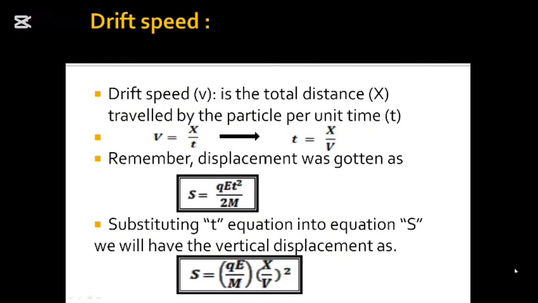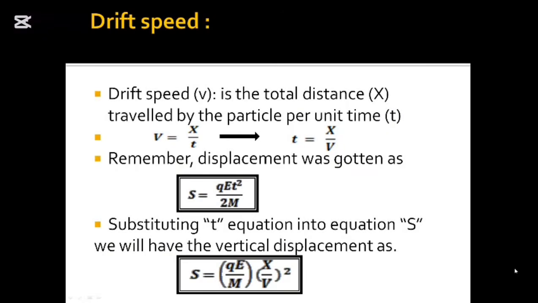Drift speed. This is another place that students don't find funny. But what is drift speed? It is the total distance traveled by the particle per unit time. Remember, we said that the particle travels in a parabolic path. That means it may not travel all through the field. As it's going, at a time, it might sink in on the negative pole or on the positive pole, the particular pole that is attracting it. So that total distance traveled divided by the time of travel is called the drift speed.